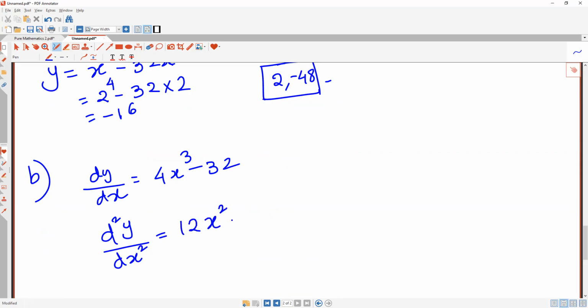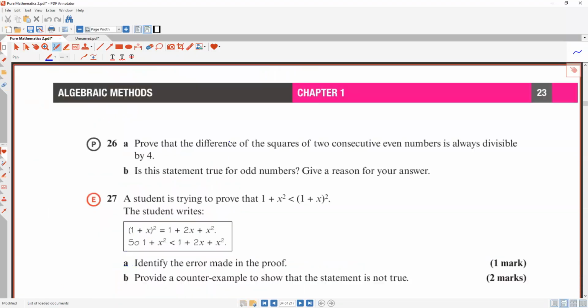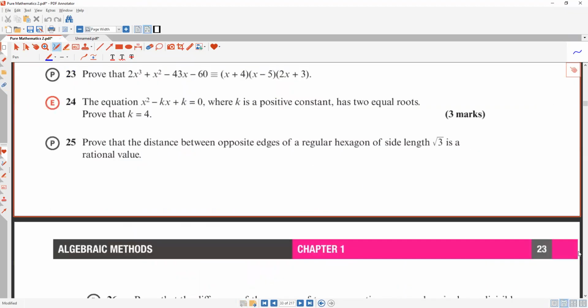It's going to be 12x square, and you have to substitute your x value over there. So 12 into 2 square. How much is that? That is 48. So 48 is greater than 0. Therefore, it's a minimum. Because when your double differentiation is greater than 0, it's a minimum. Remember this. I hope everyone here understood this.